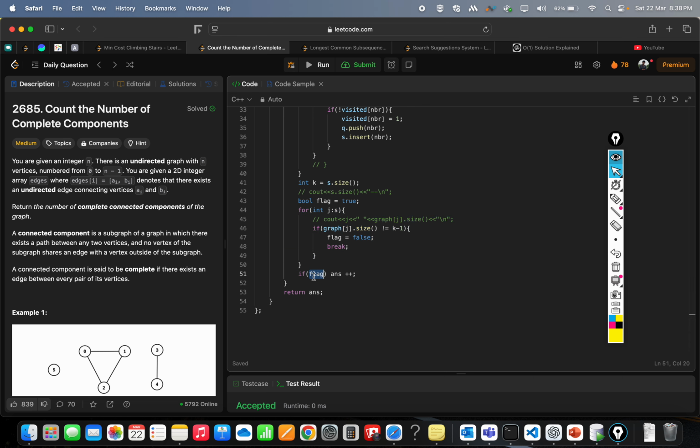And if the flag is still true, that means we did not break on any condition, so the component is fully connected and we will increase our answer. So that is all we want.